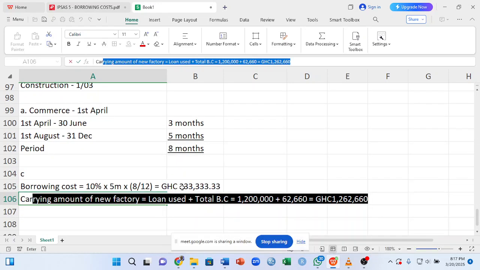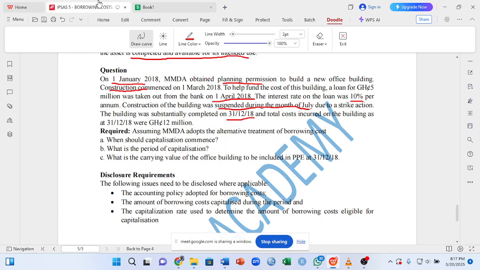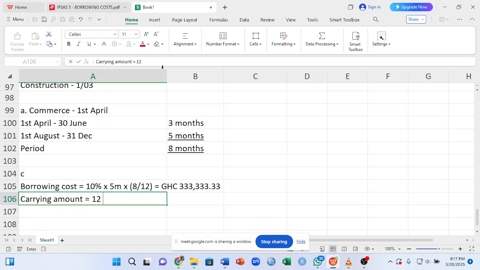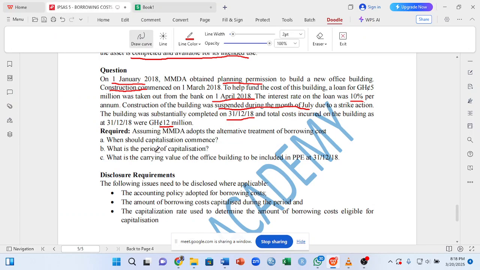So now let's look for the carrying amount. Carrying amount, which would be the cost incurred on the asset. And we're giving the cost incurred on the asset to be 12 million here. So 12 million plus the borrowing cost to capitalize, 333,333.33. So that will give us 12 million 333,333.33, right? Yes.